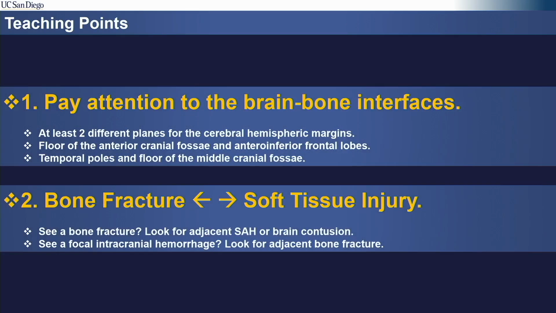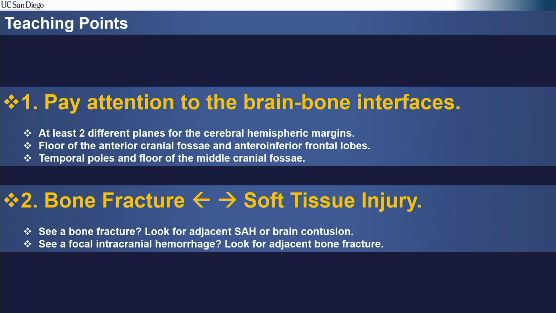I really only have two teaching points. The first is that you should always pay attention to the bone-brain interface, essentially the margins of the cerebral hemispheres, and especially along the skull base. These are areas where you frequently get hemorrhage, where fractures basically meet the brain. These are the most common areas to find things, and also the most commonly and easily missed findings if they're small, because there's a lot of structures, there's a lot of variation along these borders.